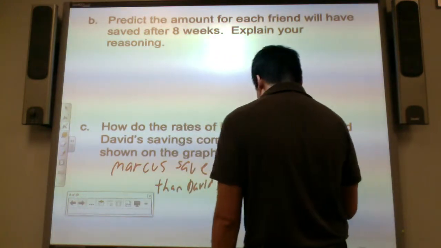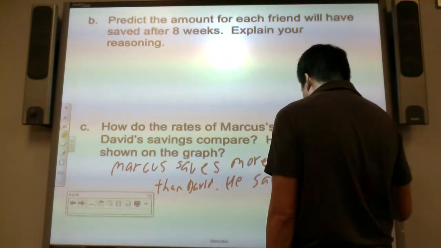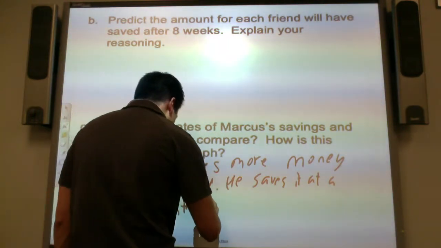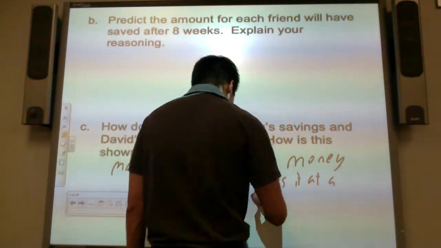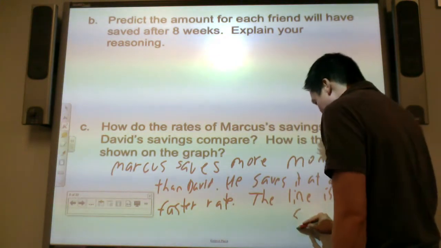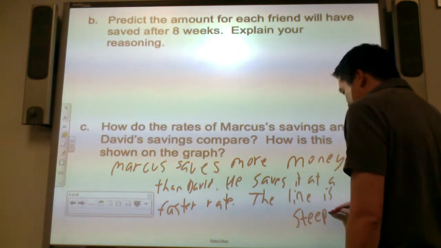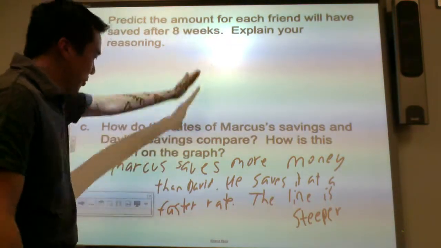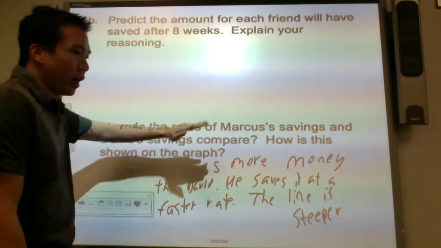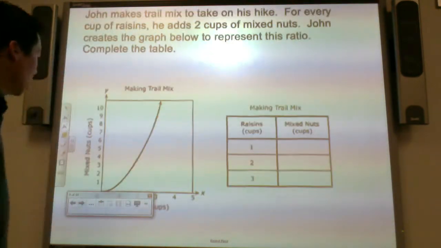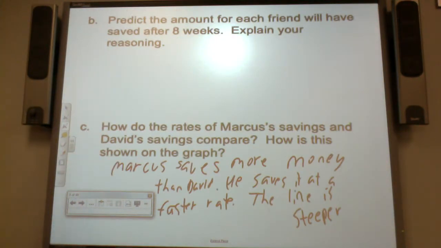He saves it at a faster rate. Also, you can say the line is steeper. If you connect the dots, the line would be steeper. It's more straight, more vertical. So, predict the amount each friend will have saved after 8 weeks.